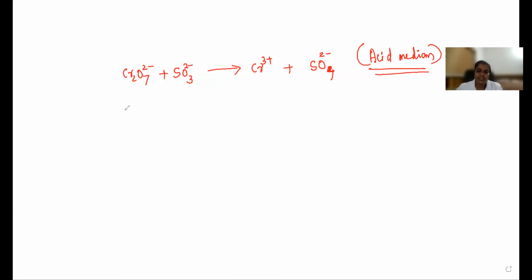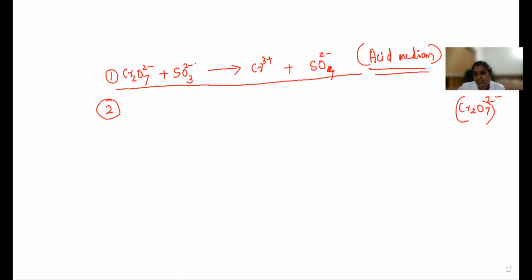In this particular case, let us see how we will balance this reaction. First, we have to write the correct equation like this: Cr2O7 2 minus reacts with SO3 2 minus and converts into Cr3 plus and SO4 2 minus. That is the first step. Now, what is the second step? In the second step, we have to assign the oxidation number of each of these. So in chromium, Cr2O7 2 minus.